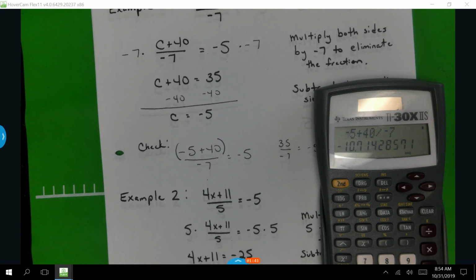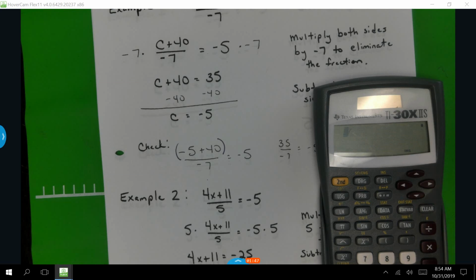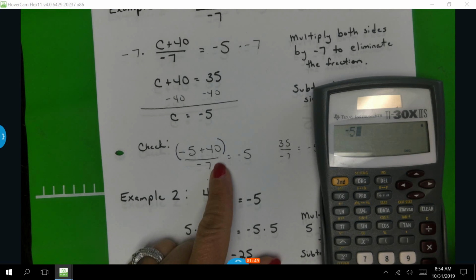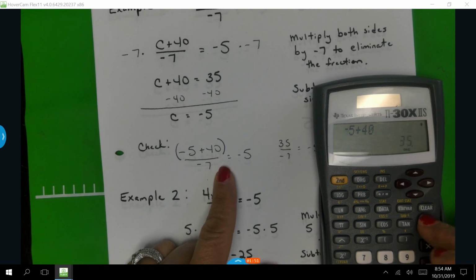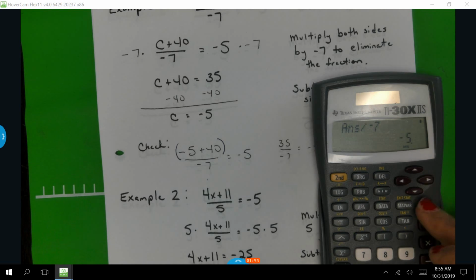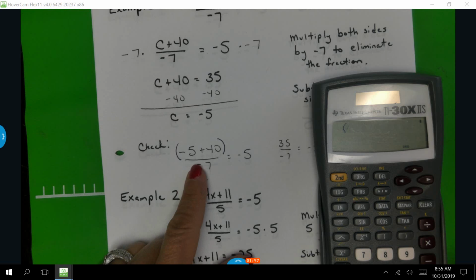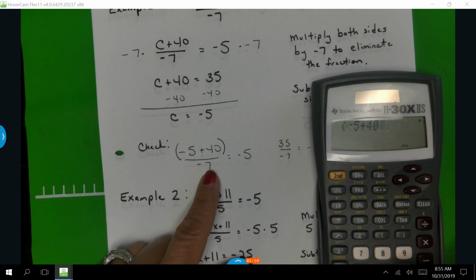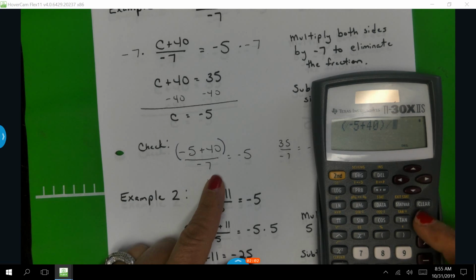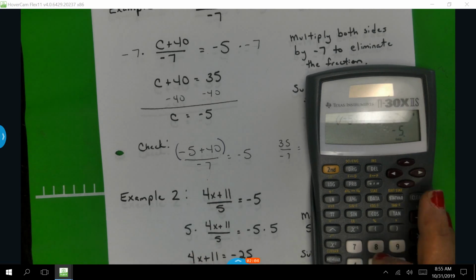Because it does the 40 divided by -7 first, and then it adds whatever it got to -5. So either do -5 plus 40 equals, then divided by -7, or you can use the parenthesis keys, which are right here. But I think that's more work, because that's an extra button when you could just hit equals. So if you do that divided by -7, that will give you your answer.